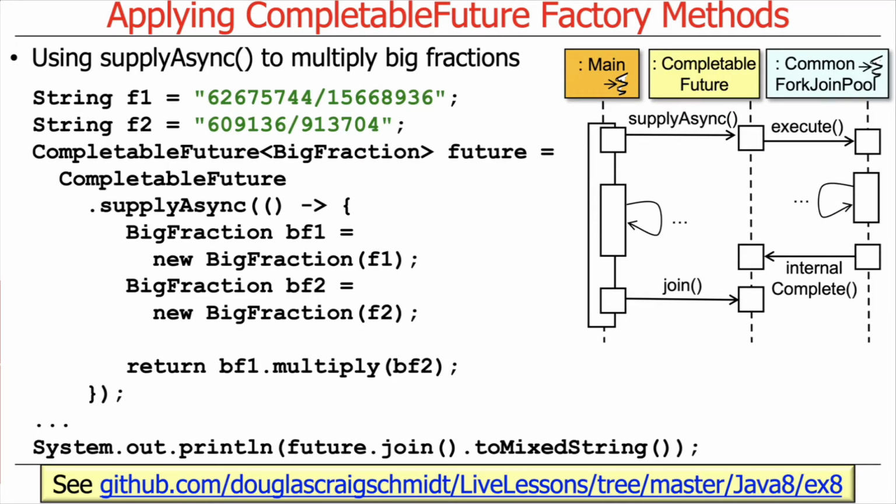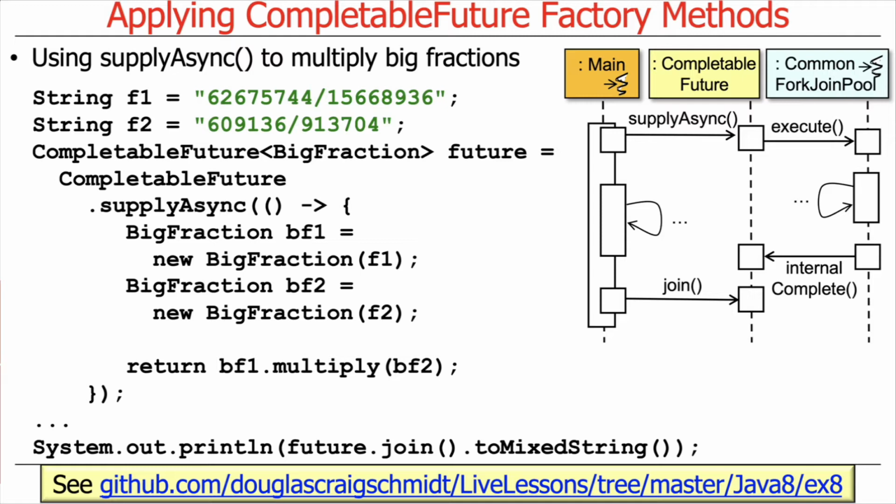So here's a reimplementation of the earlier version of the BigFraction multiplication program, except this time we're going to be using CompletableFuture with supplyAsync as opposed to having an incomplete CompletableFuture and a thread we spawn explicitly and then completing that CompletableFuture inside that thread. So this is going to allow us to not use any explicit threading in our own code. And once again, you can find this in the EX8 folder.